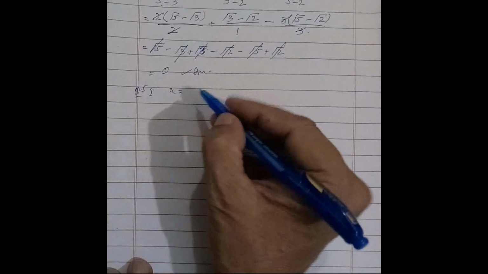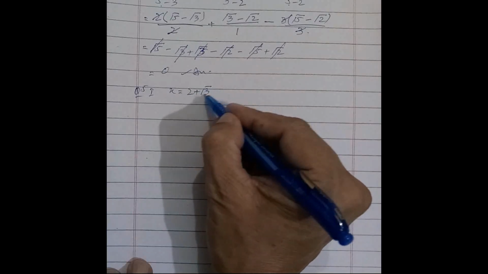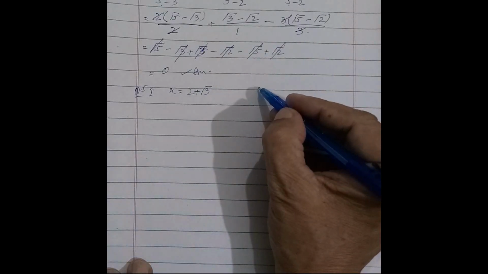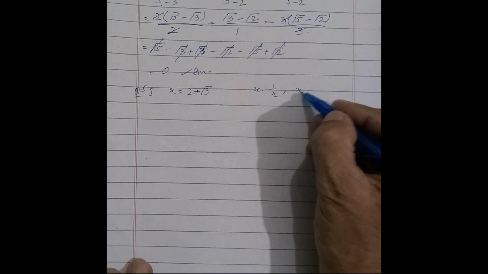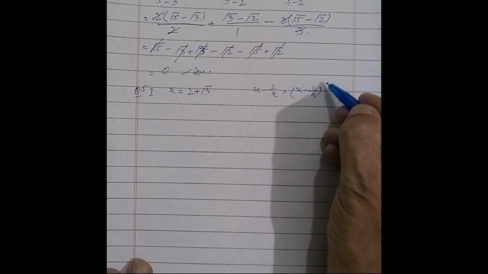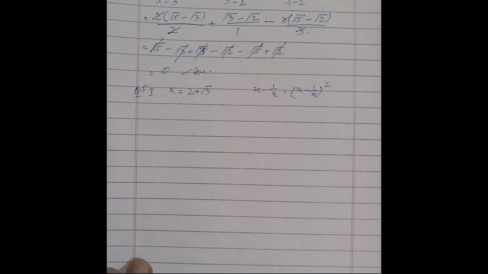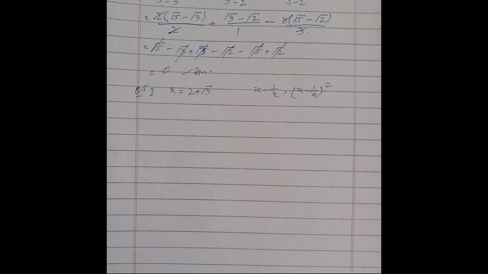We have x is equal to 2 plus square root 3, and find x minus 1 over x and x minus 1 over x whole square. So we have x is equal to 2 plus square root 3. First we find the reciprocal of x and then further solve the values.